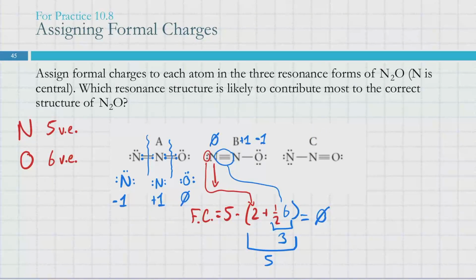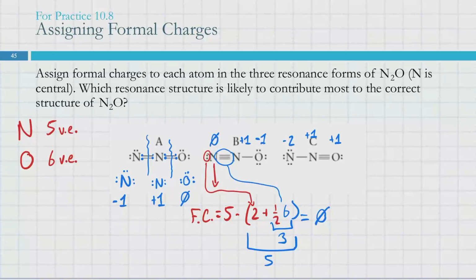And then version C, our nitrogen on the left has 7 on it, and it likes to have 5. That's going to be a minus 2. Nitrogen in the middle is going to be a plus 1. Oxygen on the right is going to be also a plus 1.